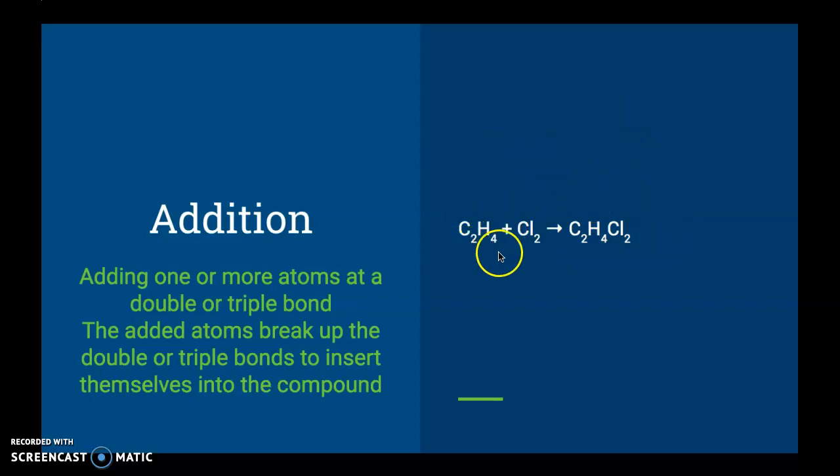So here we have C2H4, an unsaturated hydrocarbon, plus chlorine gas. And now what's happening, and I will show you this in class on Thursday in picture form, is there's a double bond between our carbons. Double bond. And that chlorine breaks up the double bond and attaches itself. So it makes it now a saturated compound.